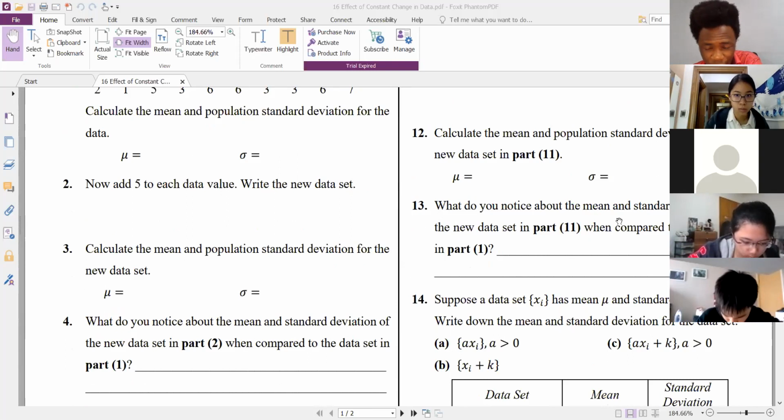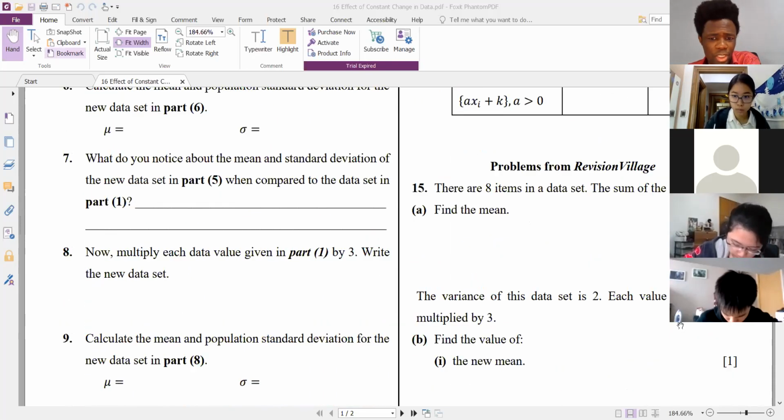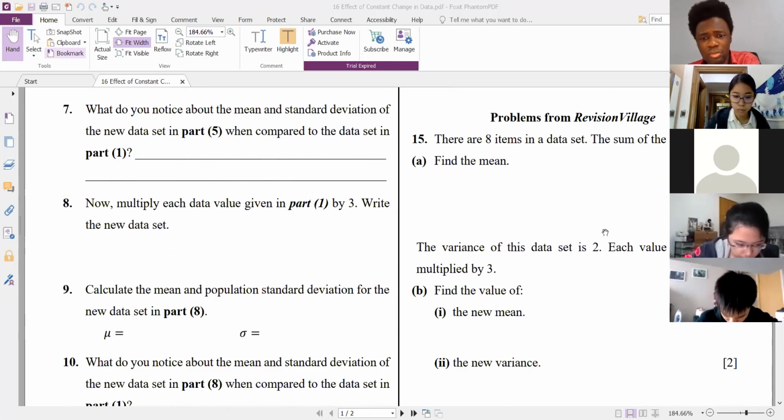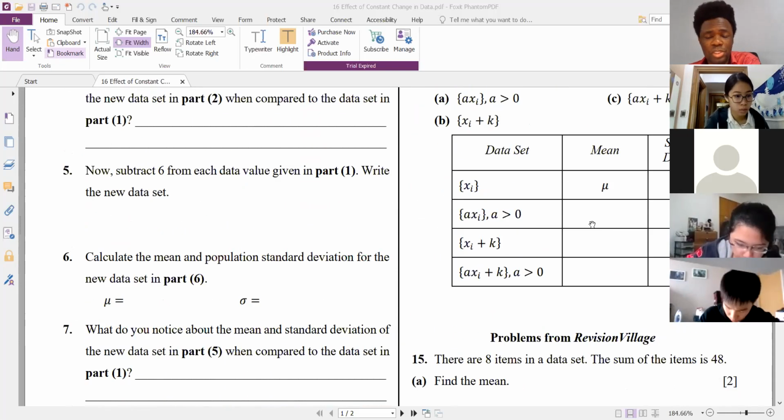I think question 8, I don't know. So tell us what you notice as well. Then I want you to complete this table based on your observation in question 14. And that's all about the investigation. The other part is on the second page, starting from here, where we solve some questions using the result of this investigation.